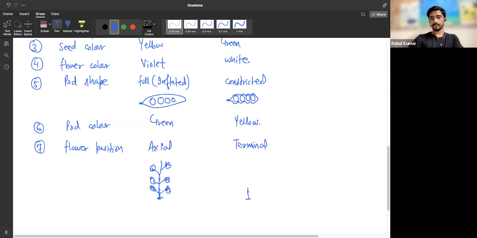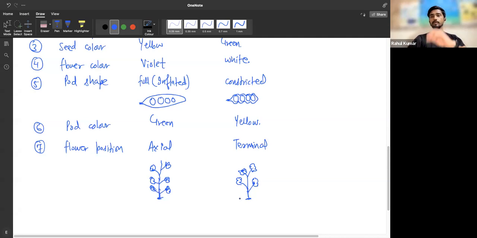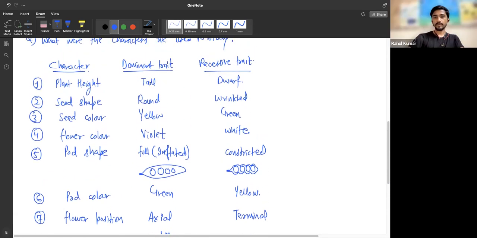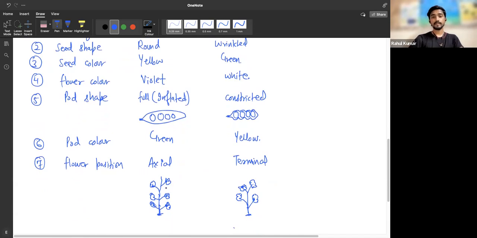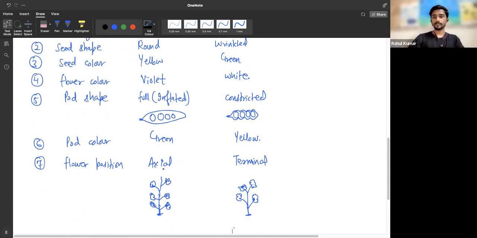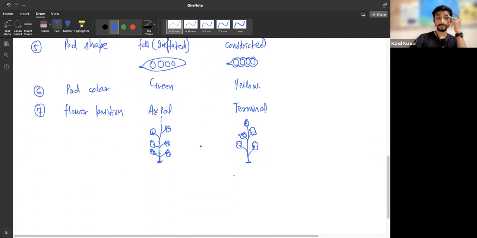Terminal is like the plant from the stem. It will be like this, and then the flower will be there. So the stem growth stops. So axial flower position leads to a tall plant. That's why tall and axial both are dominant characters. Because if flowers are coming on the side, the stem will keep moving up and keep growing. But if flowers just come at the top, the growth stops. So in this, there is the last one and there is a flower. Now the stem cannot go up. This one can continue to go up, but this cannot. So terminal leads to a dwarf plant. Is it clear?